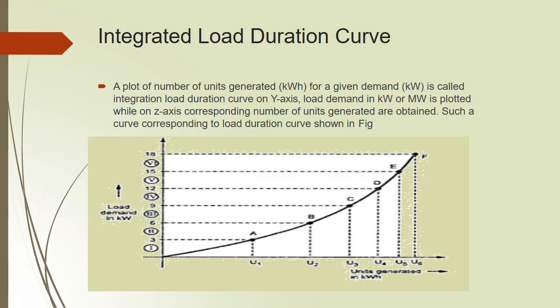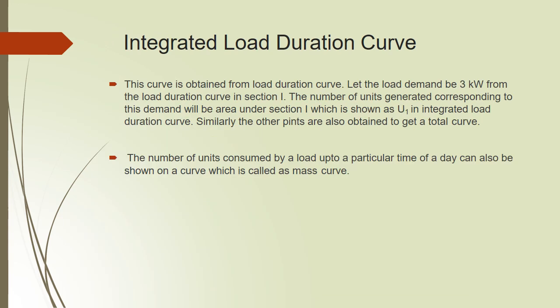Integrated load duration curve: a plot of the number of units for a given demand is called an integrated load curve. On the y-axis, load demand in kilowatts or megawatts is plotted, while on the x-axis, the corresponding number of units generated is plotted. This curve is obtained from the load duration curve. Let the load demand be 3 kW from the load duration curve in section 1. The number of units generated corresponding to this demand will be the area under section 1, which is shown as U1 in the integrated duration curve. The number of units consumed by the load up to a particular time of the day can also be shown on the curve, which is called the mass curve.